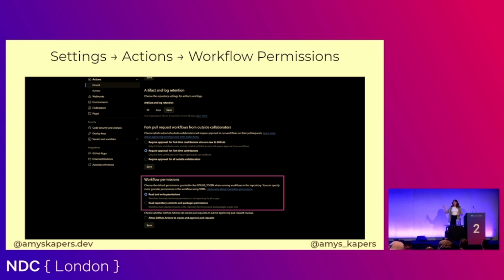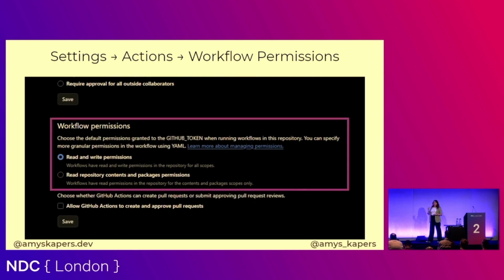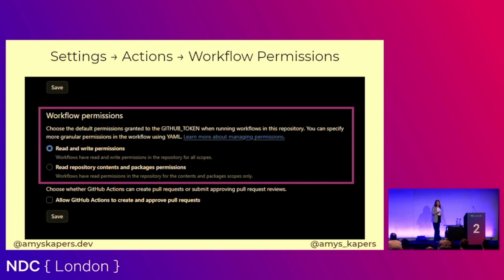Once that's done, we then want to make sure that it has permission. I always forget this step. Under settings, actions, workflow permissions, we need to make sure that we give the GitHub action permission to read and write our repository so that it's able to go through and make changes to issues and PRs, in this case, to add comments. So we want to make sure it's got read and write permissions.